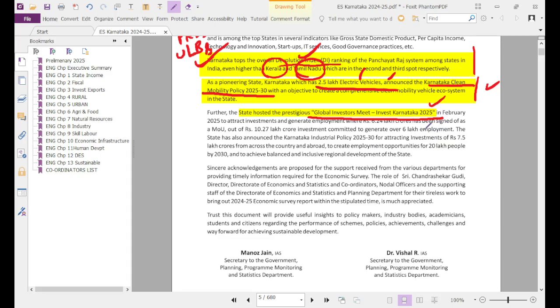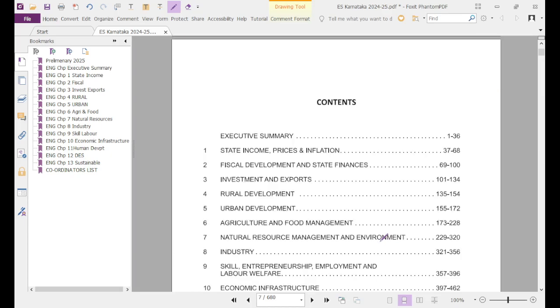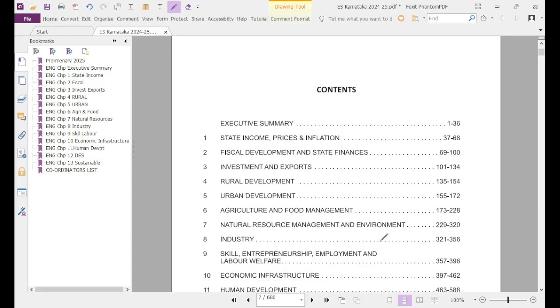I'll be picking up good statistics from this document at a high level, and some very good mains answer writing lines directly picked from the economic survey. You can directly quote, as stated in the recent economic survey 2025-26 of Karnataka. It was like that, you can quote, right? It will be very effective in answer writing.